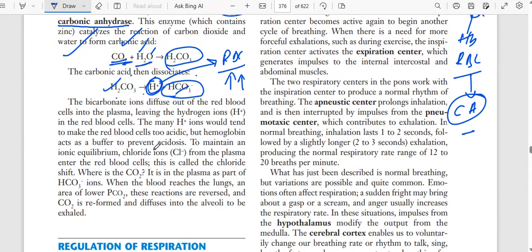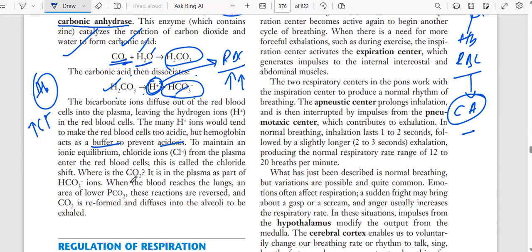But hemoglobin acts as a buffer to prevent acidosis. Here, hemoglobin is there. So what will it do? It will decrease the hydrogen. So what will happen? Here hydrogen is being produced, but Hb is reducing the hydrogen, the H plus ions. Okay, to maintain an equilibrium, chloride ions from the plasma enter the red blood cell. So this is the chloride shift. We need chloride ions to maintain the equilibrium.